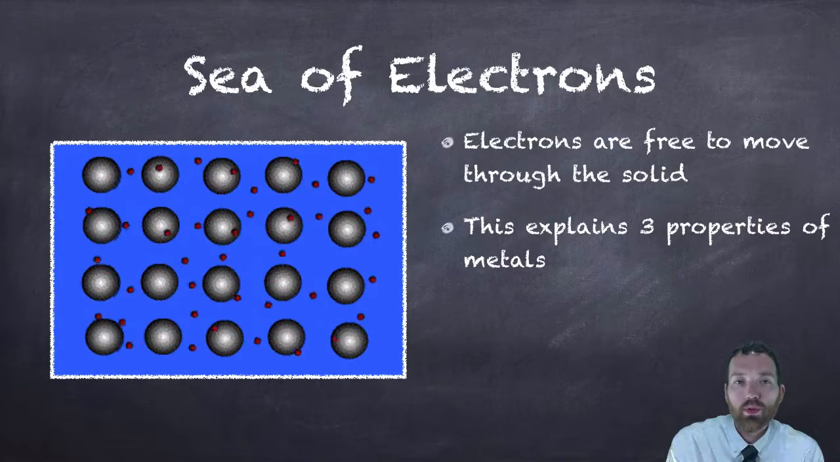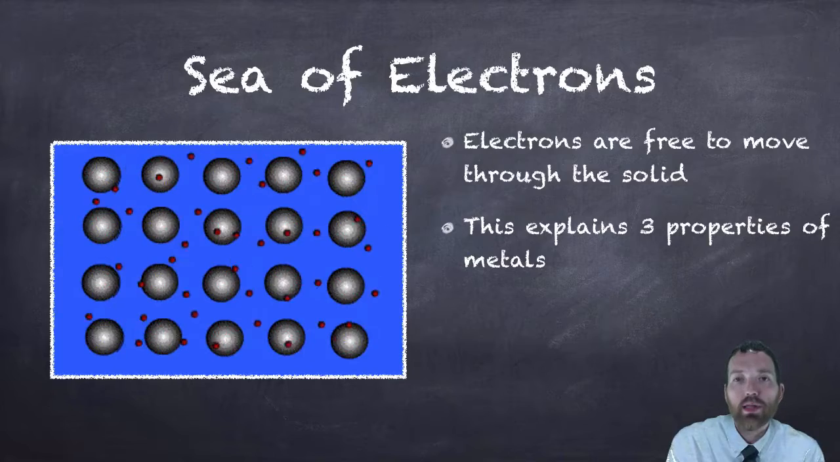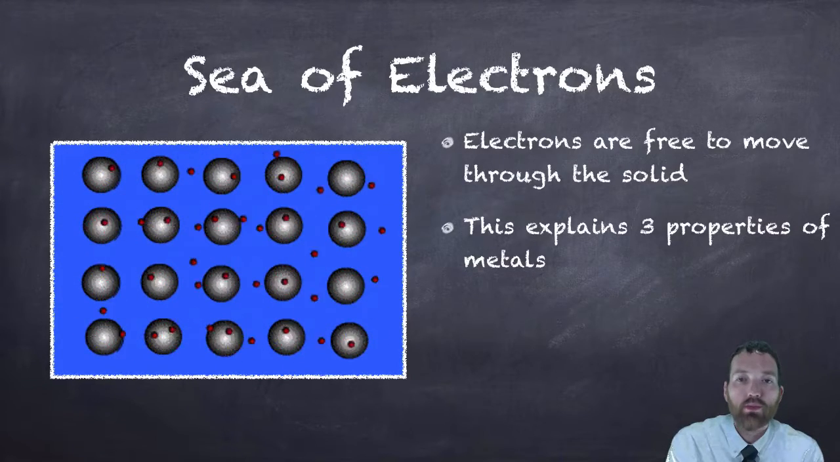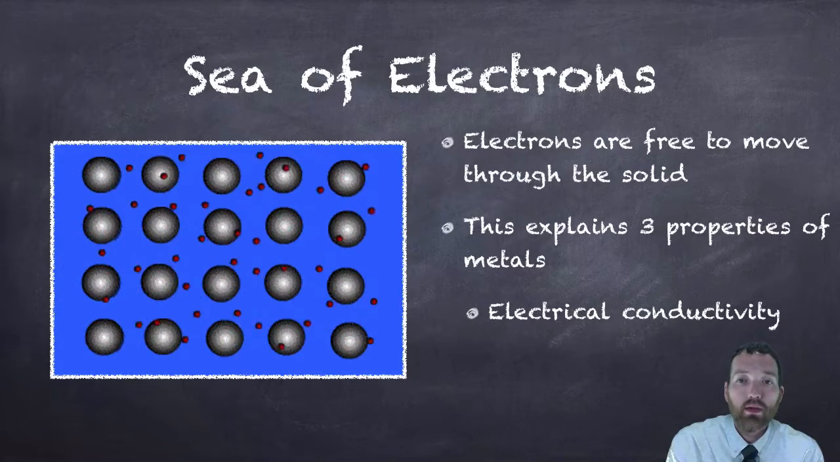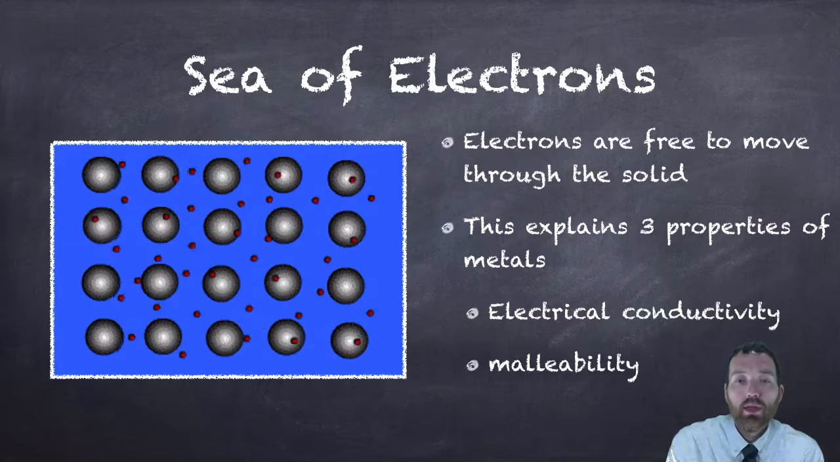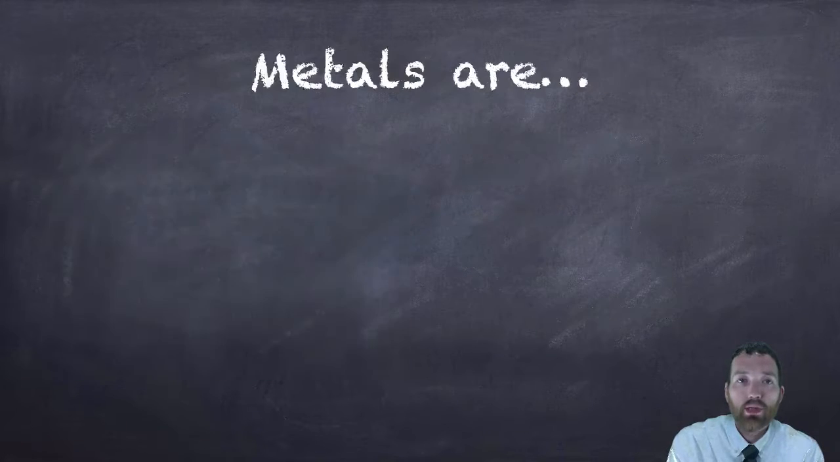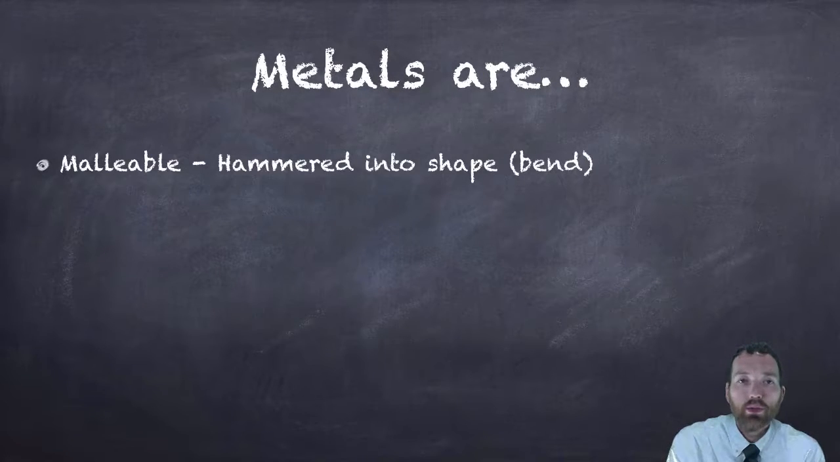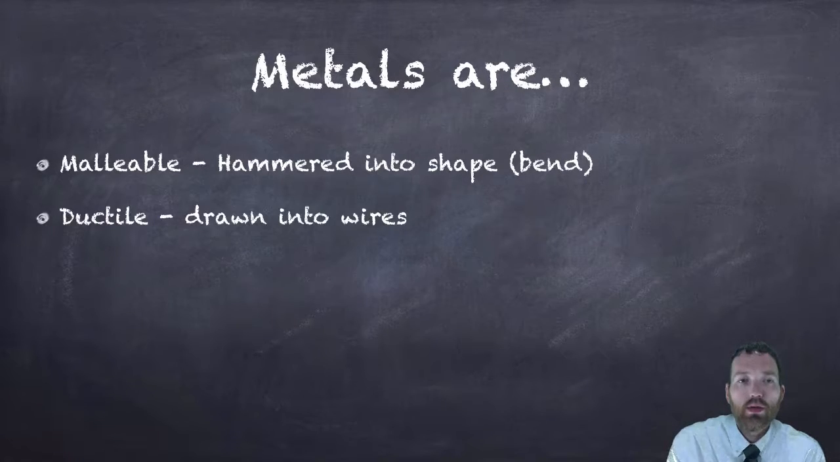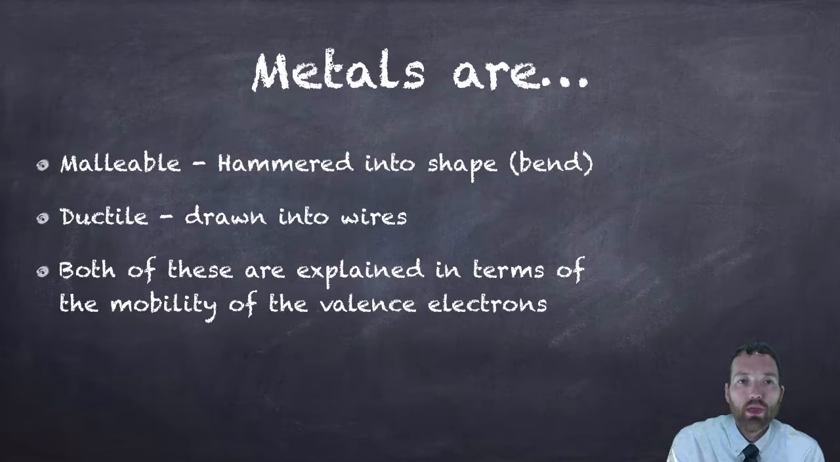And this mobility of electrons is what explains the three properties of metals. The fact that they are electrically conductive, the fact that they're malleable, and ductile. So they have these three properties. Metals are malleable. That's a word that means they're able to be hammered into shape or bent. They're also ductile, which means you can draw them into wires. You can make metal wires, like copper wires for electricity. Both of these properties are explained in terms of the mobility of the valence electrons.